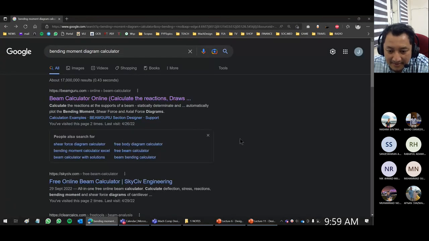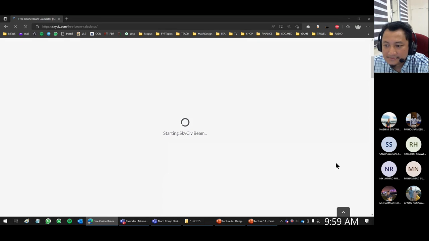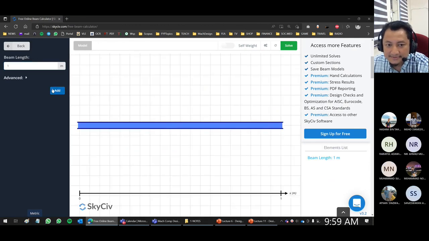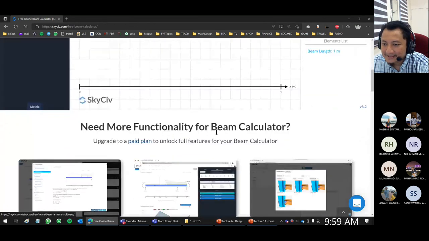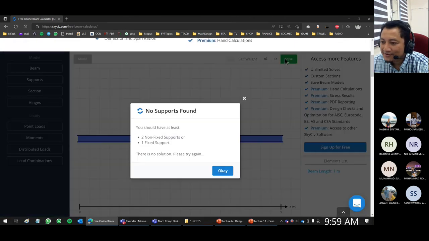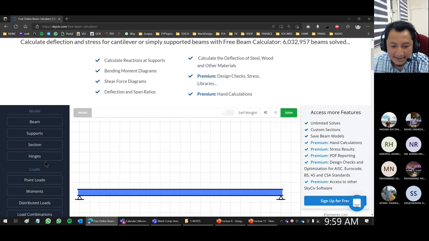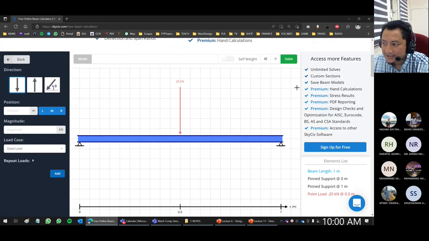There is a cheaper and free beam calculator. I think this one, SkySieve. Beams, beam length 1 meter. Solve the beam, OK. Support: pin support at 0, then at 1 add. Okay, then I press back, then I press point load. Point load position, let's say 0.5, in the middle. Magnitude, let's say 20 kilonewton. Like that. Then I press solve.